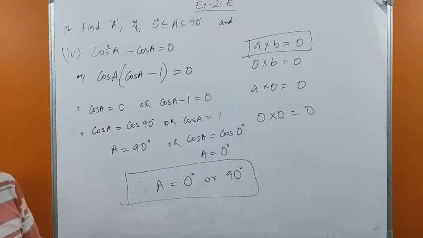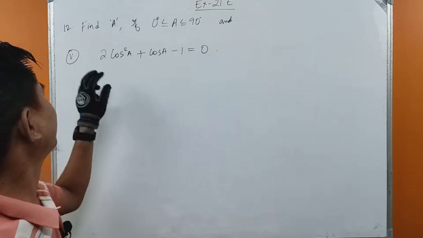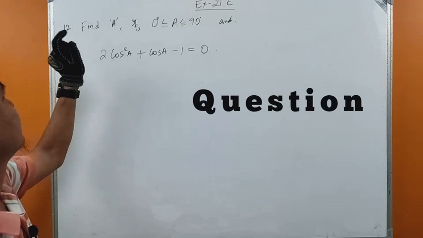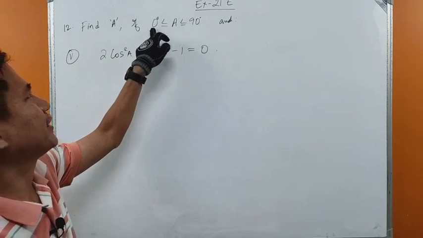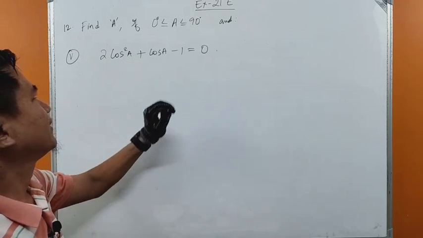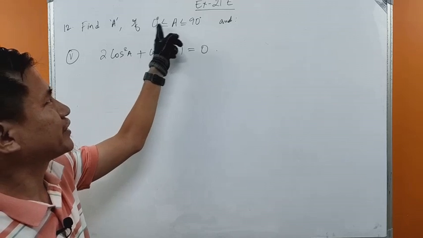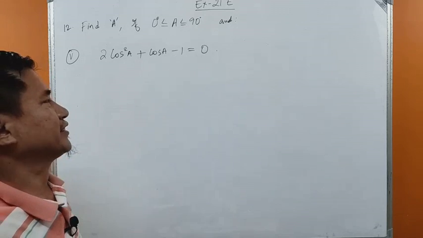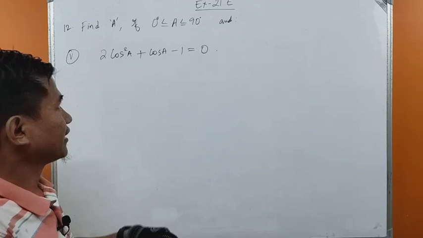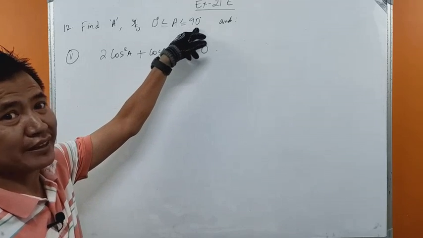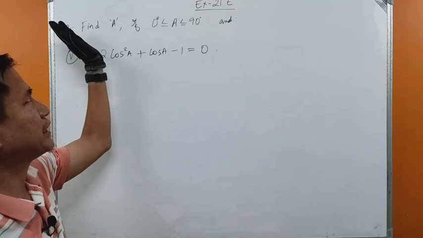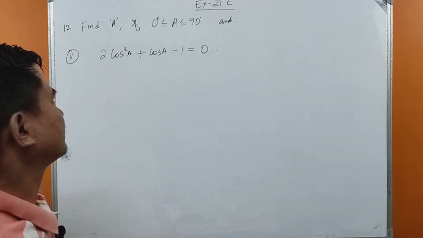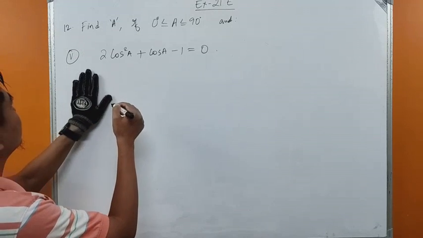Now let's do the next question. Okay, now let us do question number 5 of 12. We are asked to find the value of angle A. Angle A should lie in between 0 degree and 90 degree, should not be less than 0 degree and should not be greater than 90 degree. Angle A can be 0 degree or 90 degree, but should not be lesser than 0 degree or greater than 90 degree. So let's do this question.